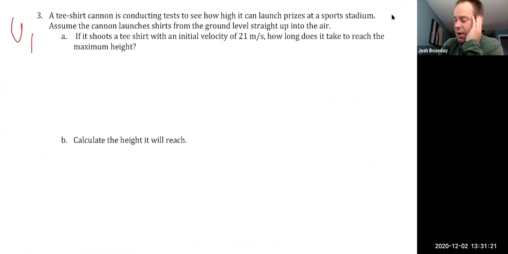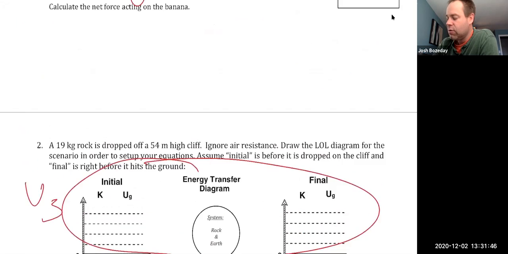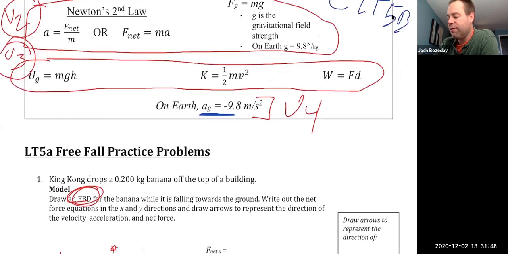It says a t-shirt cannon is conducting tests to see how high it can launch prizes at a sports stadium. Assume the cannon launches shirts from the ground level straight up into the air. If it shoots a t-shirt with an initial velocity of 21 meters per second, how long does it take to reach the maximum height? Okay, so the question is this. Do we know anything about height? Are we asked to solve for height?